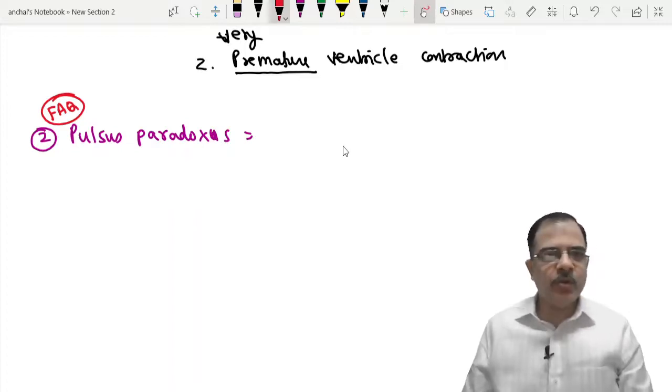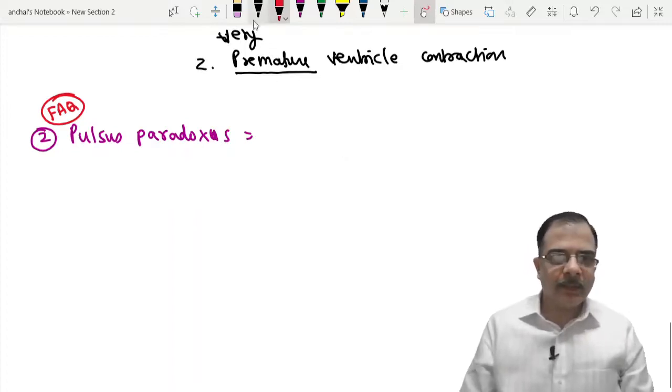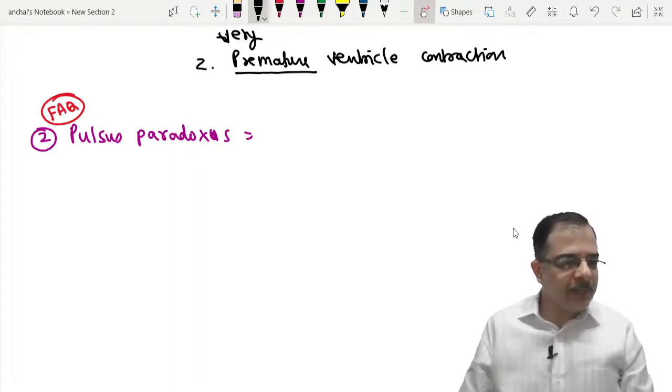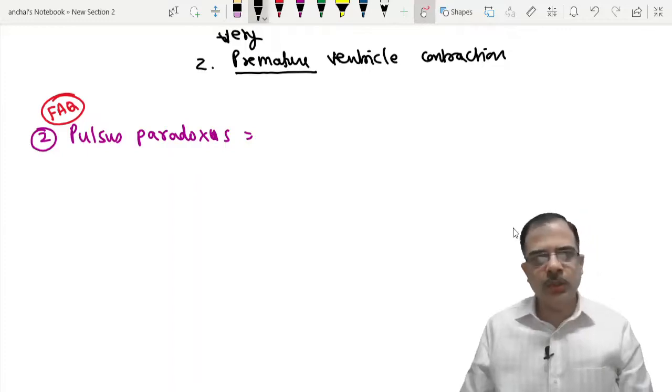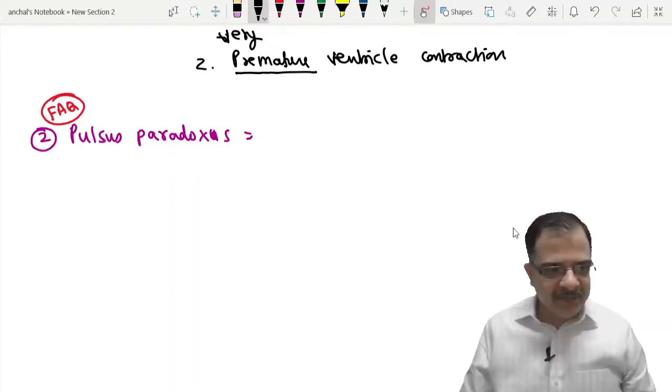So the pulsus paradoxus is... Pulse and apex deficit is the same. Pulse deficit means the difference between the heart rate and the pulse rate. That is the meaning of a pulse deficit.